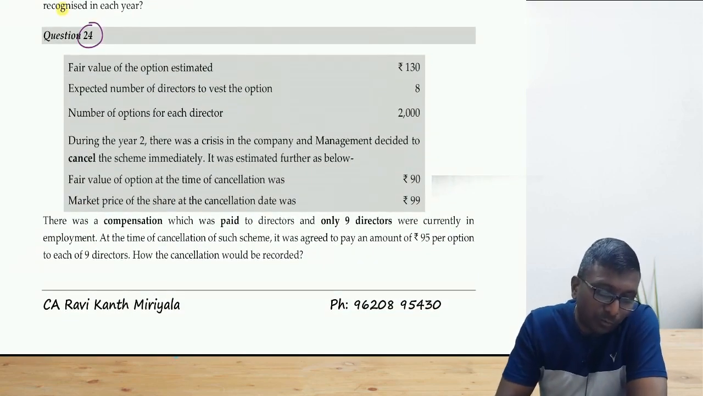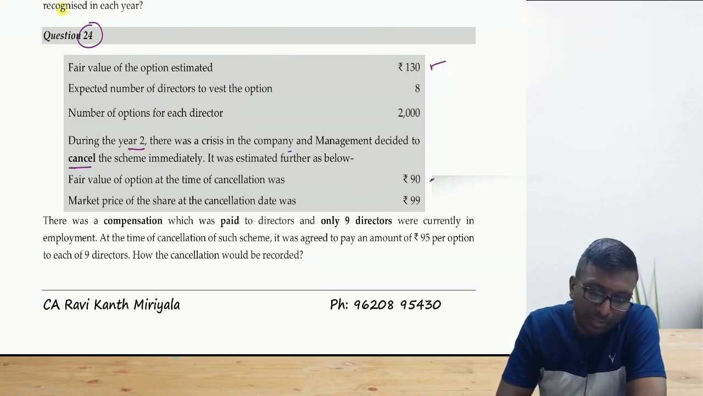Question number 24. Fair value of the option estimated is equal to 130. Estimated number of directors to vest is equal to 8. Number of options for each director 2000. During the year 2, there was a crisis in the company and management decided to cancel the scheme immediately. It was estimated further as below. Fair value of the option at the time of cancellation is some number.